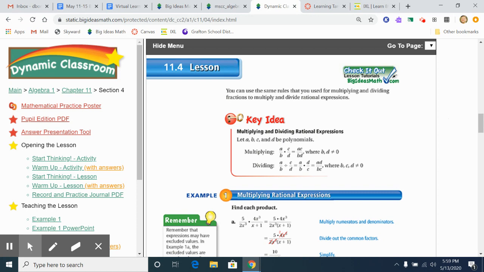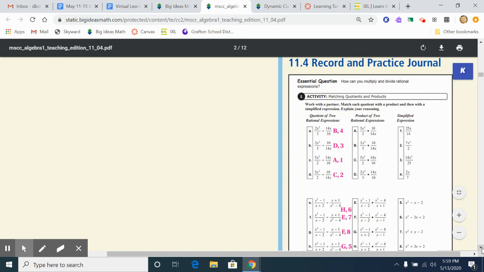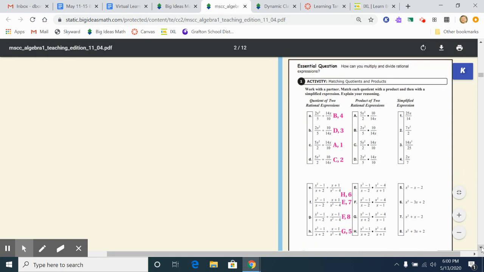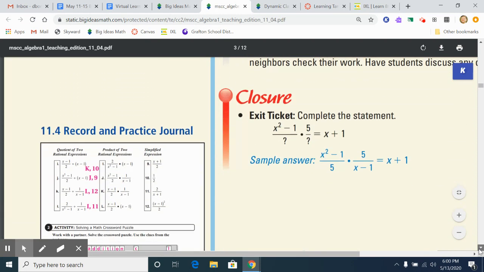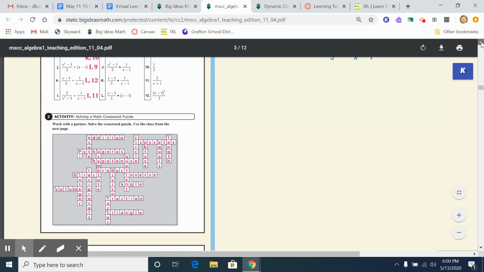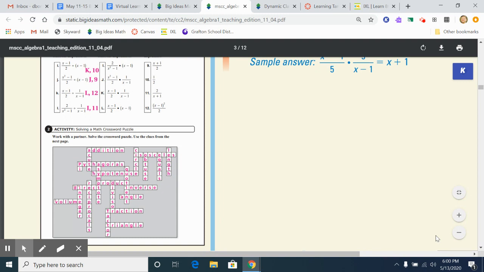Before we begin, I wanted to show you the answers from yesterday's activity, just in case you were interested. Here are your answers for that first page, where you were matching, and then here are your answers for that second page you worked on as well. Pages 299 and 300, I believe they were.